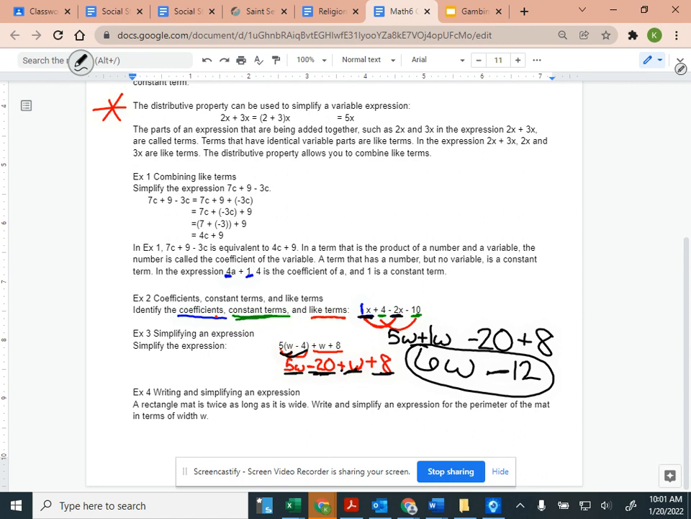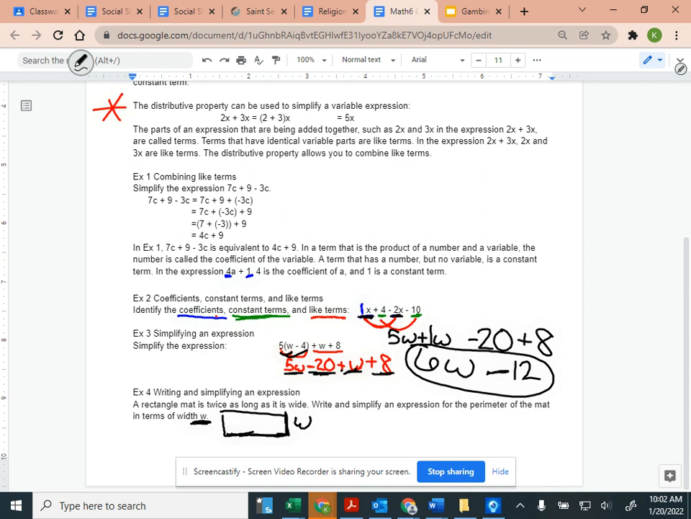Number 4. So think about it. We have a rectangle. It's twice as long as it is wide. So what do you think I should put for width? I would put W. What am I going to put for the length, if it's twice as long as it is wide? What should I write if it's twice as long?